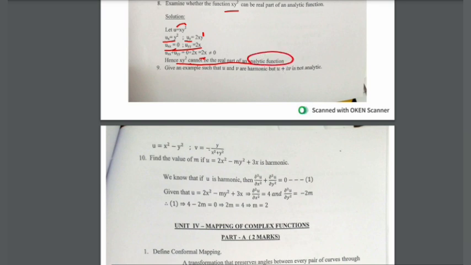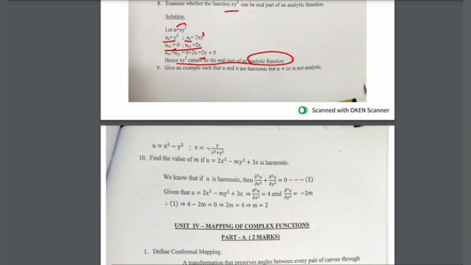The next example is to give an example such that u and v are harmonic but u plus iv is not analytic. So for that I am taking u equal to x² minus y² and v value as minus y by x² plus y².